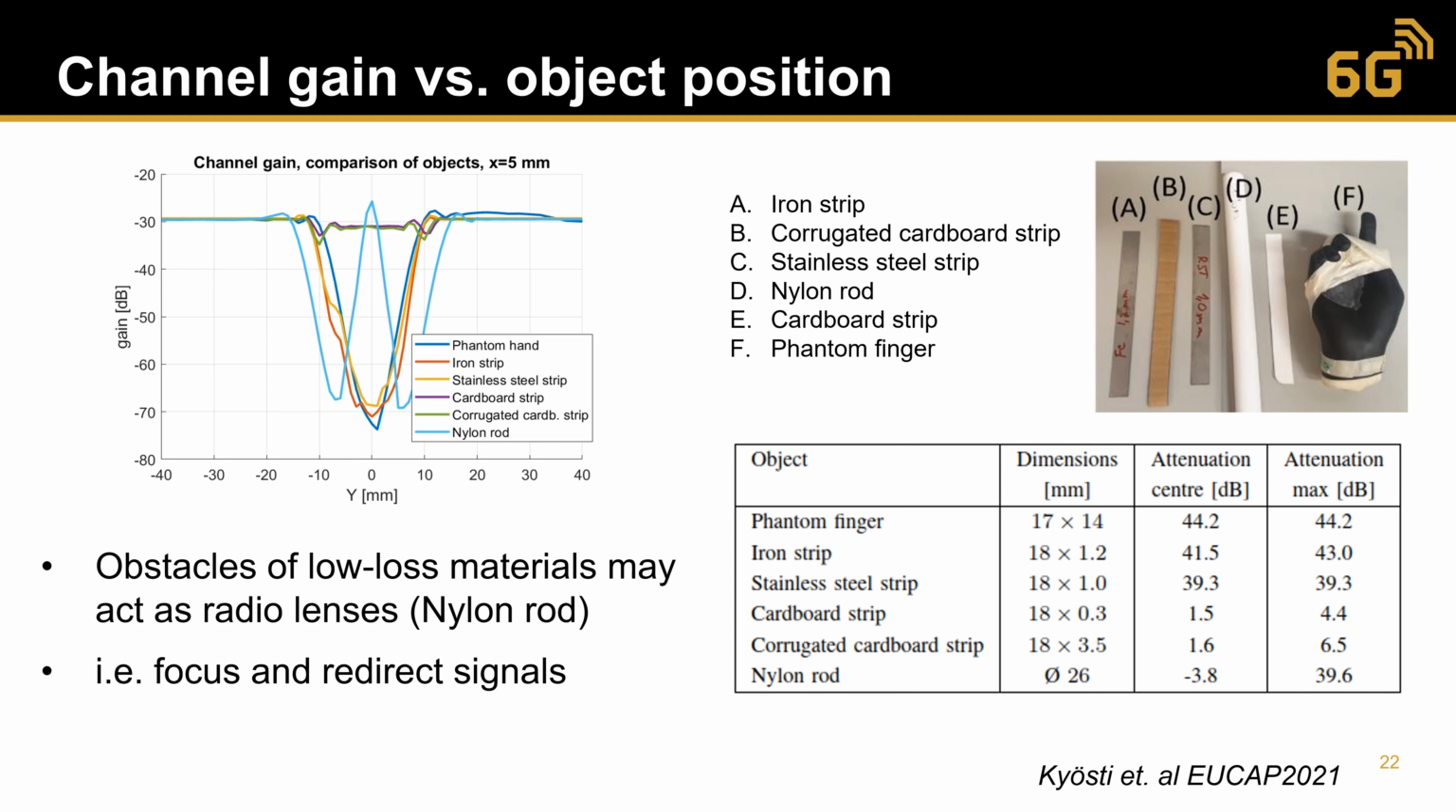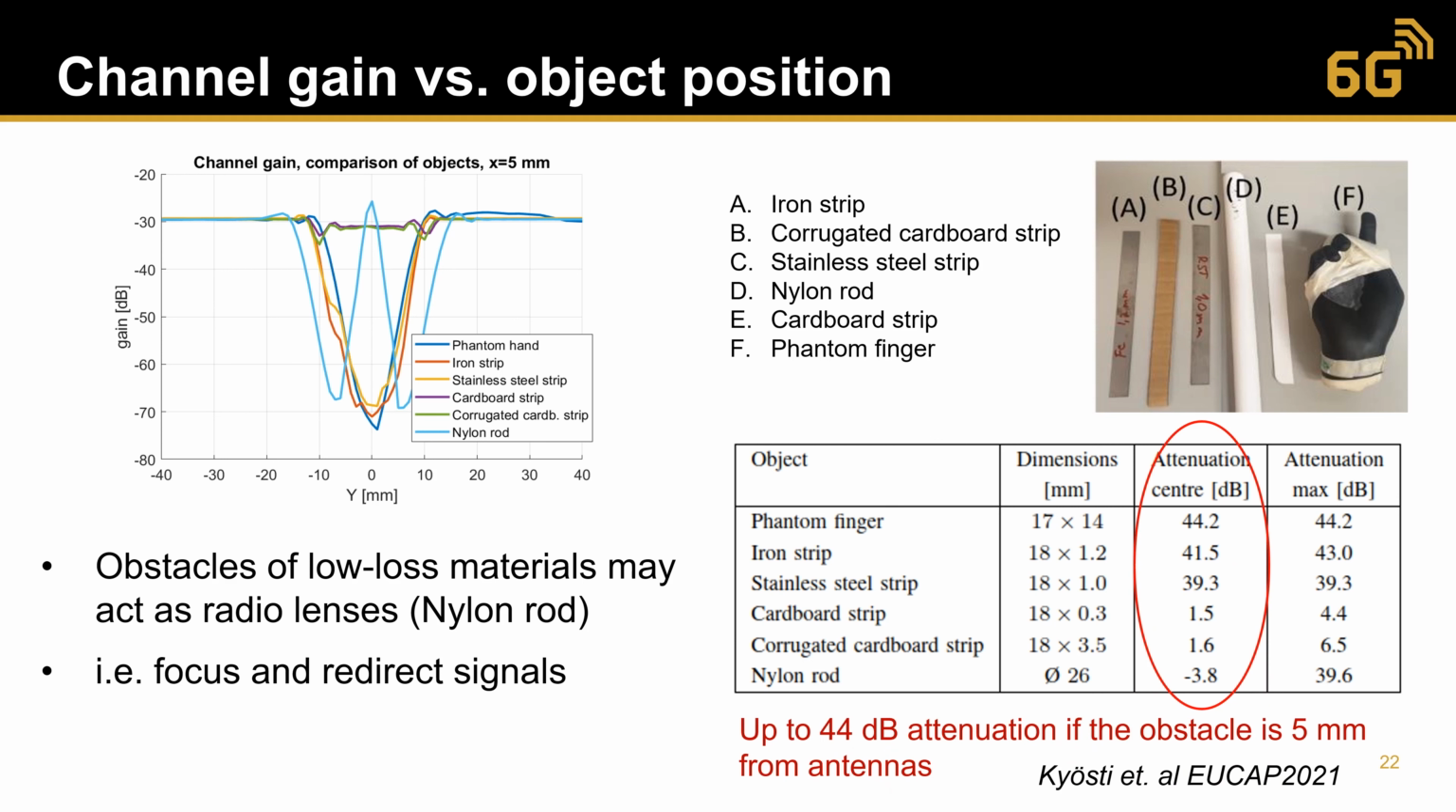The finger acts similarly to iron and stainless steel rods, but the copper stripes are almost invisible for a 300 GHz radio signal. The most interesting result was that if a nylon rod was used, then it acted like a radio lens when the radio beam was at the middle of the rod. In this situation, it boosted the 300 GHz signal by 3.8 dB when it traveled through the nylon rod. Based on these results, one may say that a 300 GHz radio signal will face a very different propagation environment compared to 5G signals.